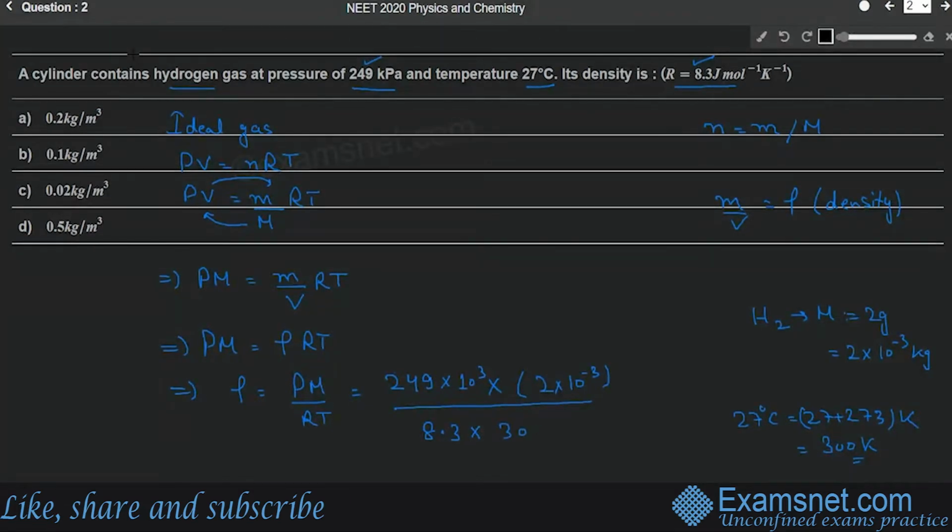So 300. Now when we solve this, we'll get the answer 0.2 kg per meter cube. So this is the answer. That means out of the given options, option A will be the correct answer.